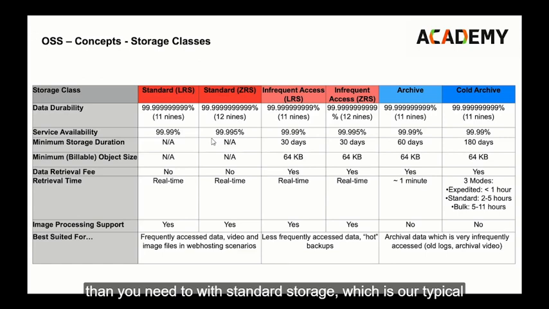With standard storage, which is our typical default storage class for OSS, there's no retrieval fee for requesting an object from the service, so this is really the best choice for frequently accessed data. You'll also notice that for standard and for infrequent access, we've actually got two different types. One is called LRS and one is called ZRS.